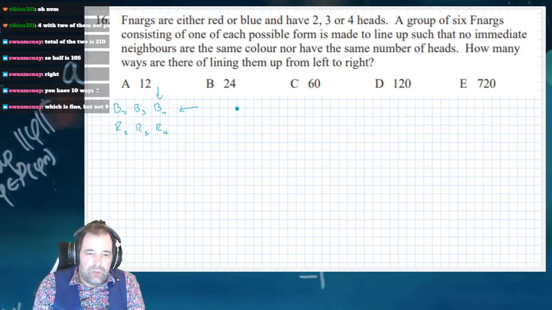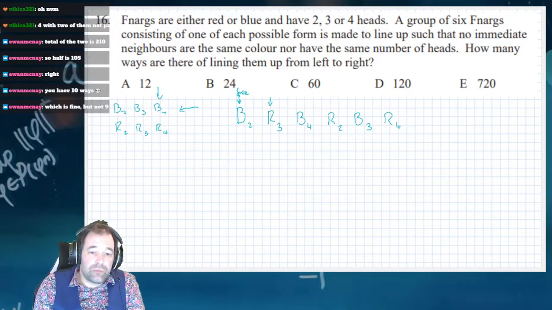So if you go B2 first, there are two options for the next one. You can go R3, then you have to go B4, and now it's forced. B4 has to go R2, R2 has to go B3, and then R4. So the first choice is free. The second one, you've got two possibilities, and then after that, it's forced. So once you've picked the first person, you've got two choices for the second person, and then it's forced, I believe.